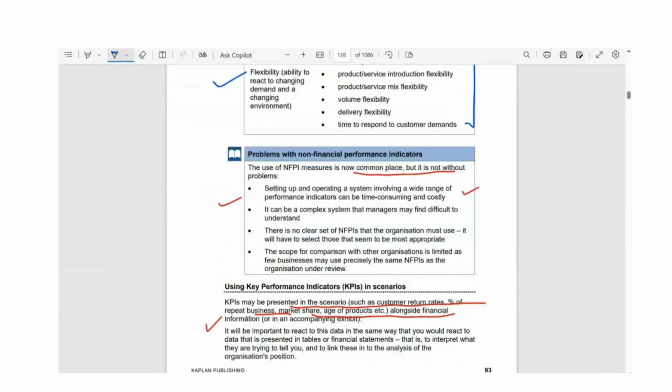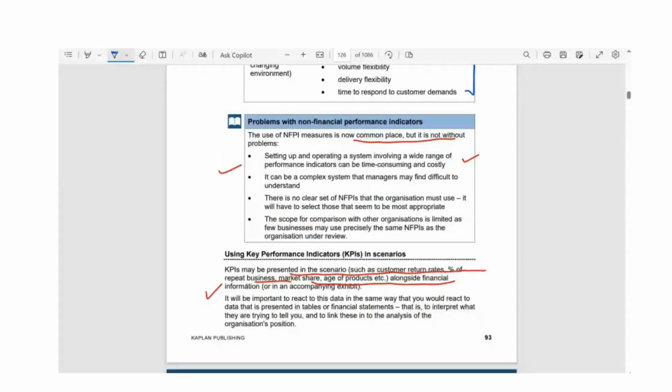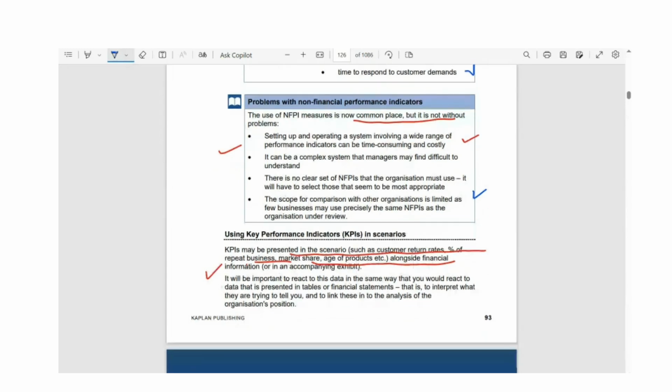Now, the problems with non-financial performance indicators. They are commonplace, but not without problems. Setting up and operating a system involving a wide range of performance measures is difficult, and there is no clear set of NFPs. Of course, there are no set rules or design. This is the reason companies take ISO certifications, with the same purpose of improving performance and giving incentives to employees who abide by the rules and regulations.